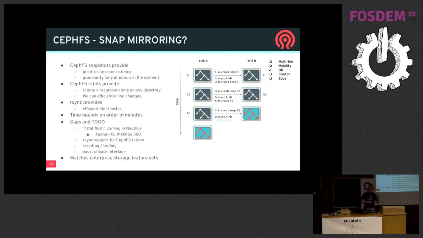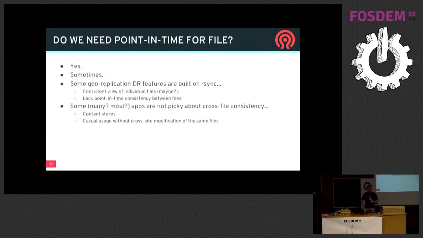And we need to modify rsync so that it can use that rctime to efficiently identify changed files before it synchronizes. And then you want to build some scripting and tooling around automating the process. But this is something that you could do, and it would match existing enterprise features that people are used to. But it raises the question of, do we really need that strong point-in-time consistency in order to create a disaster recovery?